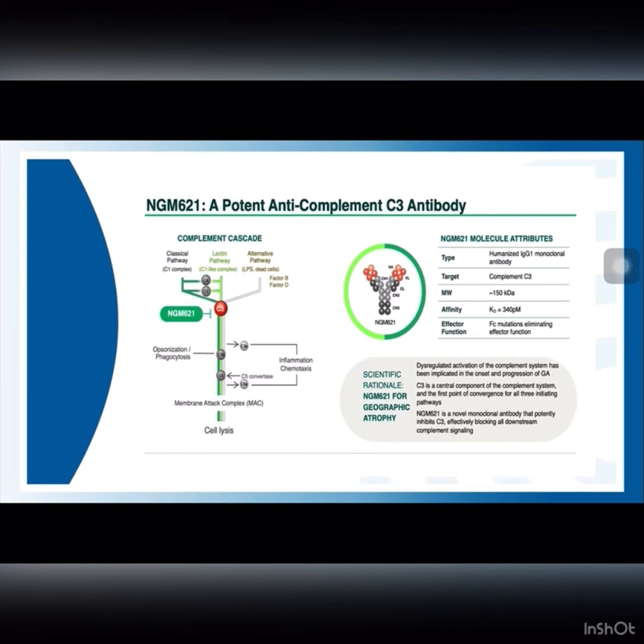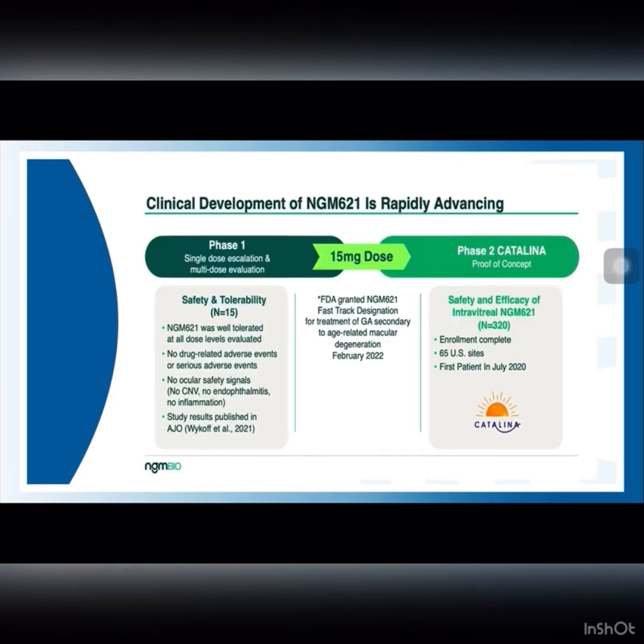C3 is a central component of the complement system and the first point of convergence for all 3 initiating pathways. NGM621 potently inhibits C3, effectively blocking all downstream complement signaling. The NGM621 clinical development program is rapidly advancing. We have seen the data from the phase 1 trial, which showed that NGM621 was well tolerated at all dose levels that were evaluated. There were no ocular safety signals. This program has been designated as fast track by the US FDA.